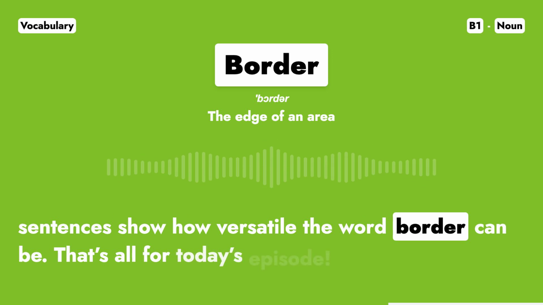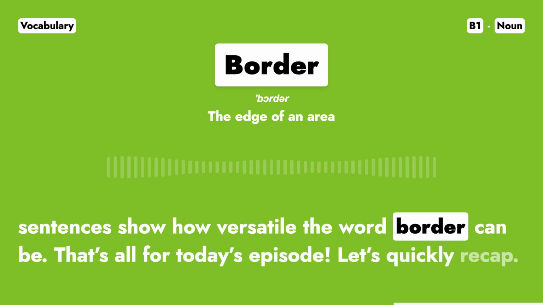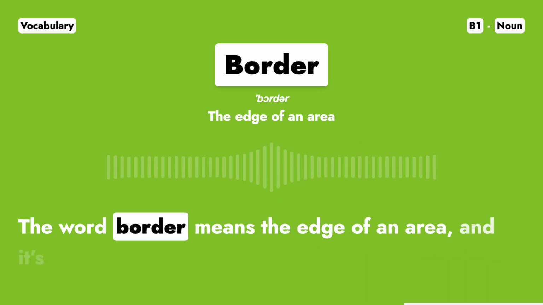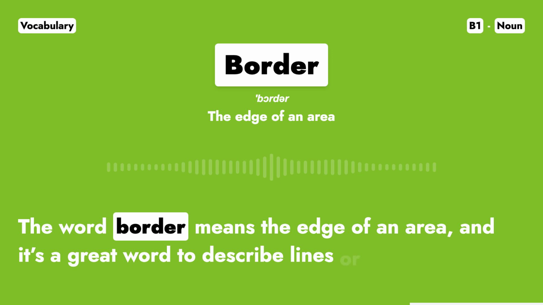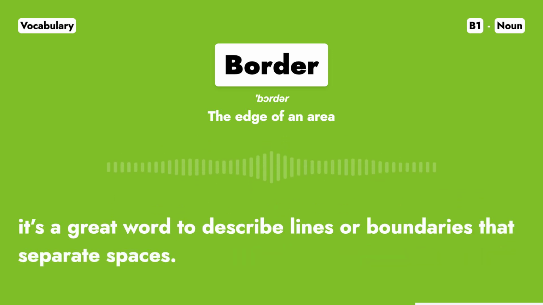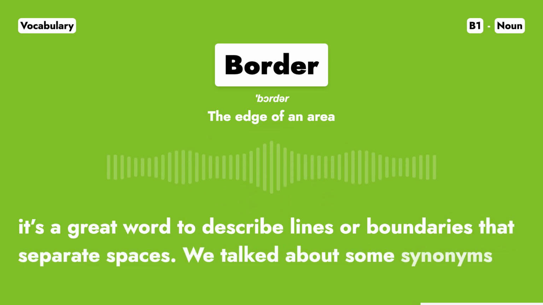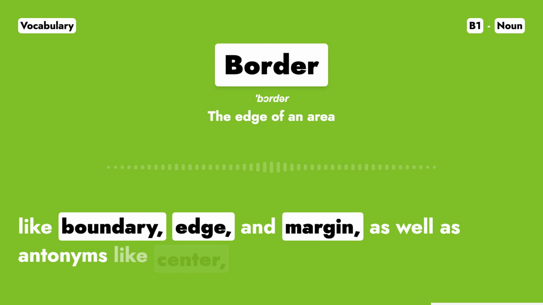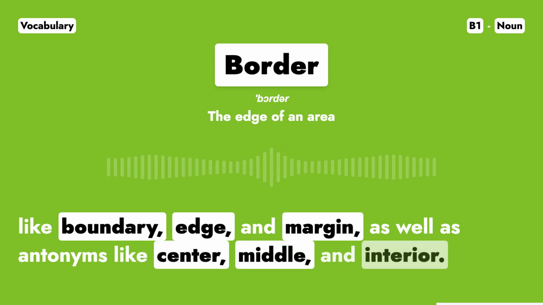That's all for today's episode. Let's quickly recap. The word border means the edge of an area, and it's a great word to describe lines or boundaries that separate spaces. We talked about some synonyms like boundary, edge, and margin, as well as antonyms like center, middle, and interior.